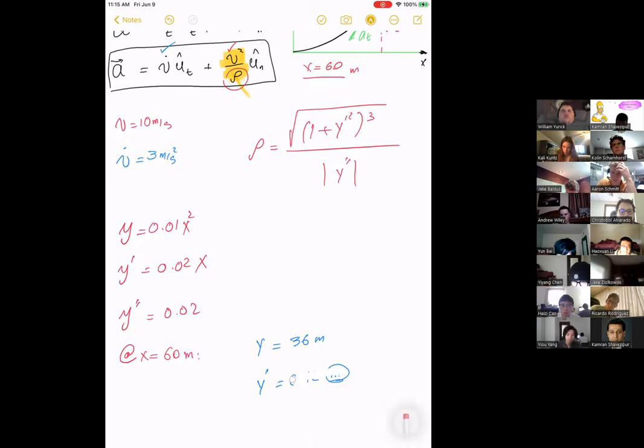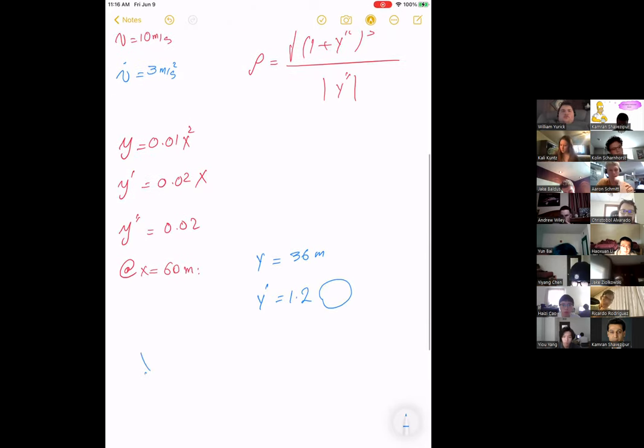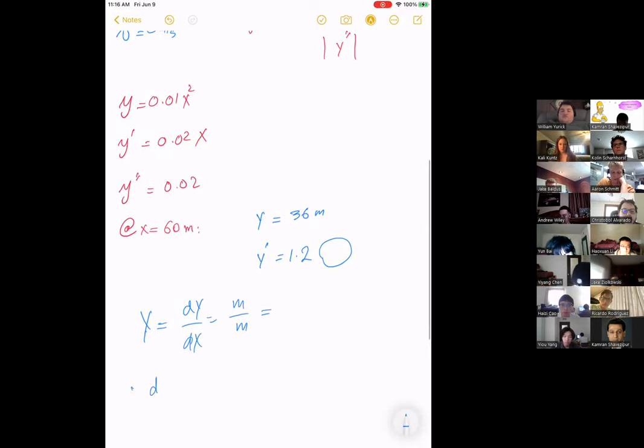By the way, this is 1.2, right? Not 0.12. What is the unit here, guys? Meters per meter? Technically, y prime is dy dx. Y is a length, so meter per meter is unitless, right? Technically, y prime is a slope. Slope is the angle. Angle doesn't have units. How about y double prime? Same. This is per meter squared. Then no units.